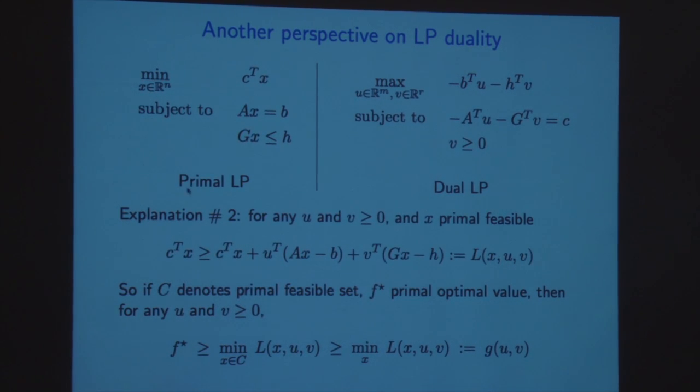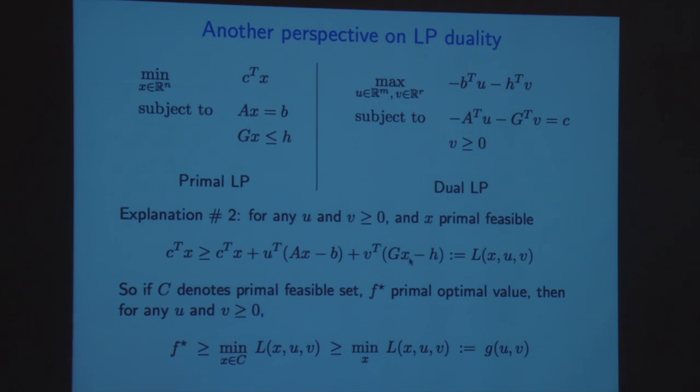And look at this first line. We say that if u is anything and v is non-negative, like we usually require it to be, and x is feasible, which means that x satisfies these constraints, then the criterion c transpose x is always bigger than or equal to the following: c transpose x plus, and this is where we get what looks like Lagrange multiplier terms, u transpose (Ax minus b) plus v transpose (Gx minus h).